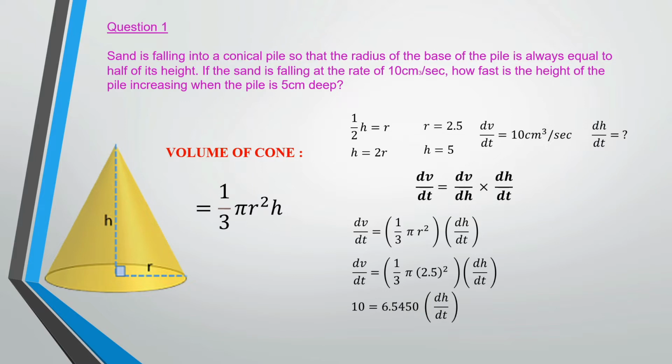After that, it is given that dV over dt is 10, and we get 6.5450 from solving 1/3 times pi times 2.5 squared, and times it with dH over dt. Finally, move dH over dt to the left side and divide 10 with 6.5450, and you are left with 1.5279 cm per second, which is the final answer.